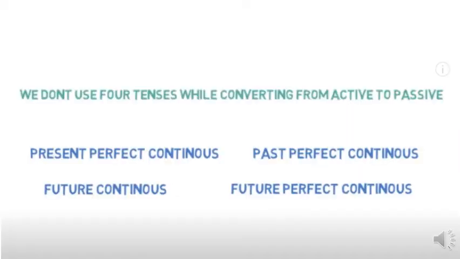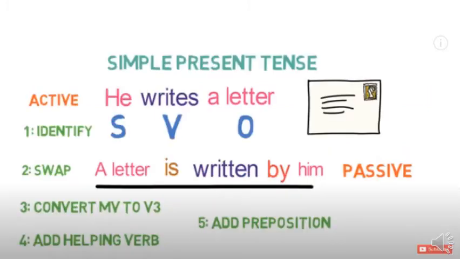Now you must have noticed that we haven't used 4 tenses while converting from active to passive, which are present perfect continuous, past perfect continuous, future continuous and future perfect continuous. We do not convert sentences of these tenses as it is not grammatically correct. Let's see example of each 8 of them and make things clearer.